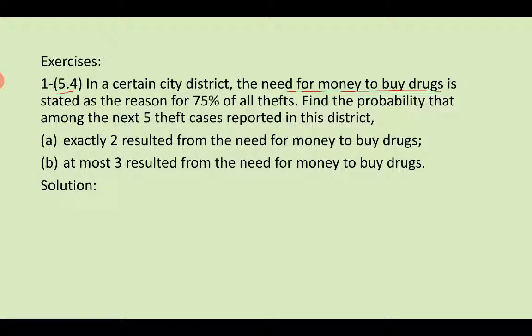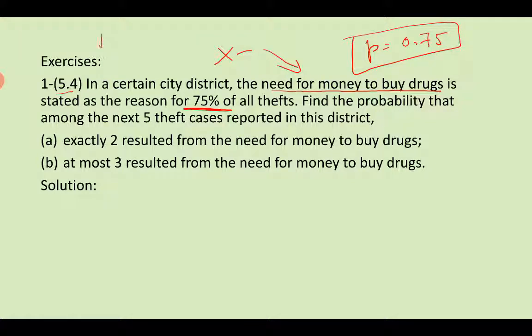If they consider a theft, they consider it in 2 cases. One is need for money to buy the drugs, the second case is anything else. So what is our random variable X dealing with? This one, need for money to buy drugs. So what is the probability of that one? 75%. Probability p is 75%, which is 0.75. We got the probability of success.